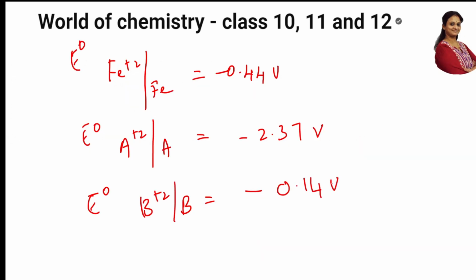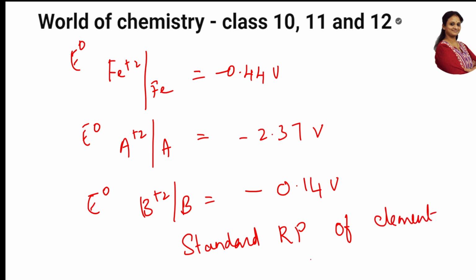Check. The concept here is standard. This is standard E naught, standard. Which one? Reduction potential or oxidation potential? Standard reduction potential. So the standard reduction potential of that particular element, whichever you're selecting, whether it is A or B, it should be less than iron. Why, ma'am, why should it be less than iron? Then only it will get oxidized. That gets oxidized, iron is protected. Correct? That gets oxidized, iron is protected.